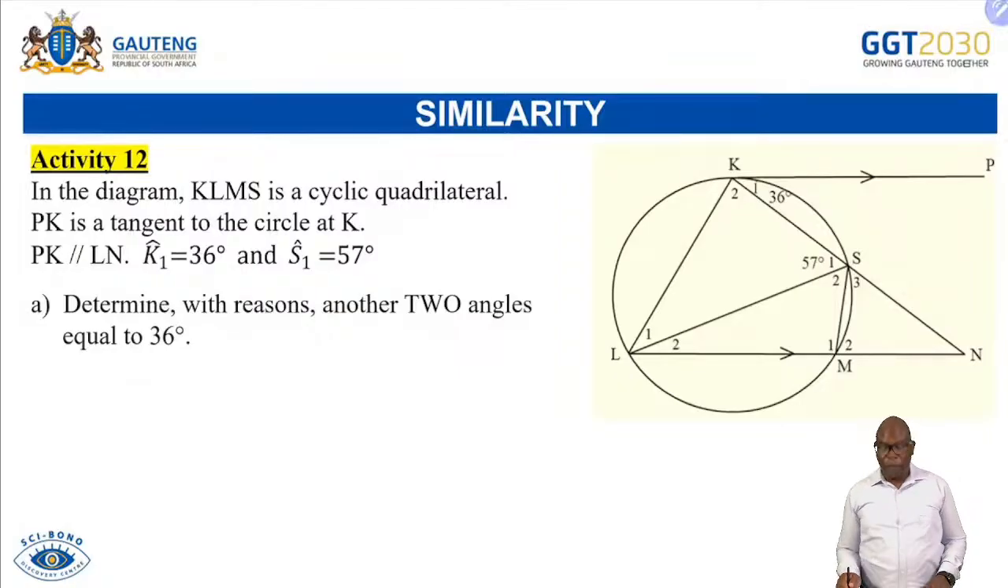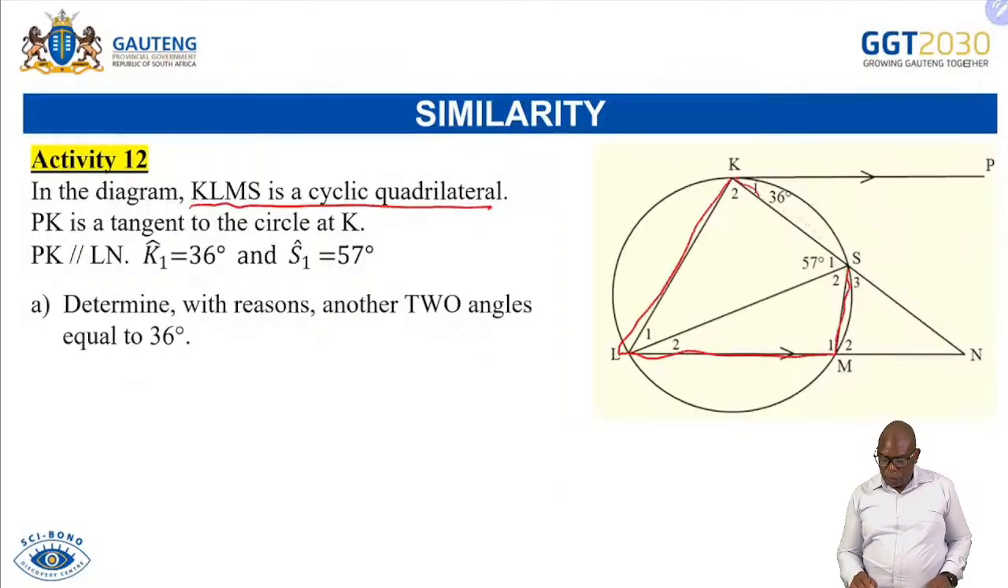Activity 12, very nice activity, an exam question here. Easy exam question here. Immediately I can see this is a cyclic quad. I already know the properties of a cyclic quad there. The sum of opposite angles equals 180 degrees. Exterior angle of a cyclic quad, so I have an idea if I have got cyclic quads.